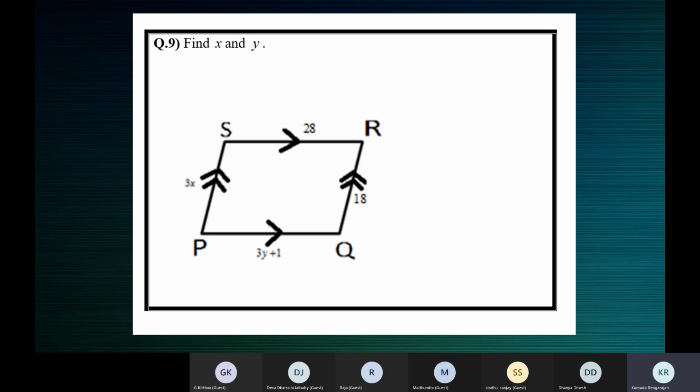Now, what are marked? Angles or sides? What are marked? 3y plus 1, 28, 18, 3x. Sides, ma'am. PQ is equal to 3y plus 1. RS is equal to 28 units. RQ is 18 units. PS or SP is equal to 3x units.